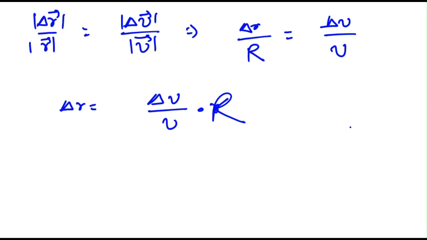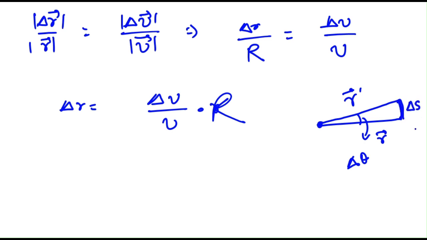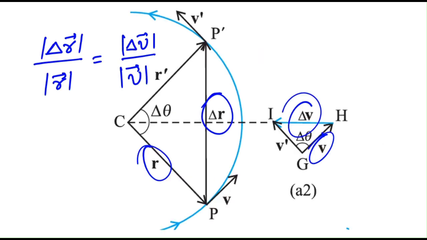Now we have to make an assumption, or we can take it as, let's say this delta theta is very small. So this is r and this is r prime. Then we can write this length, let's say this is delta s for a moment. We can write delta s nearly equal to delta r. So, okay, let me go to the previous diagram. There it will be more clear here.